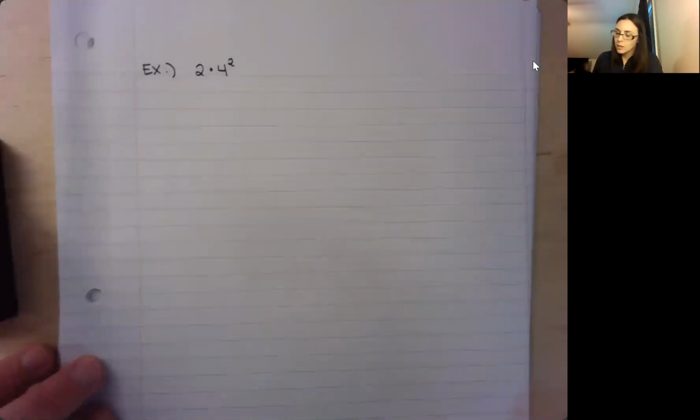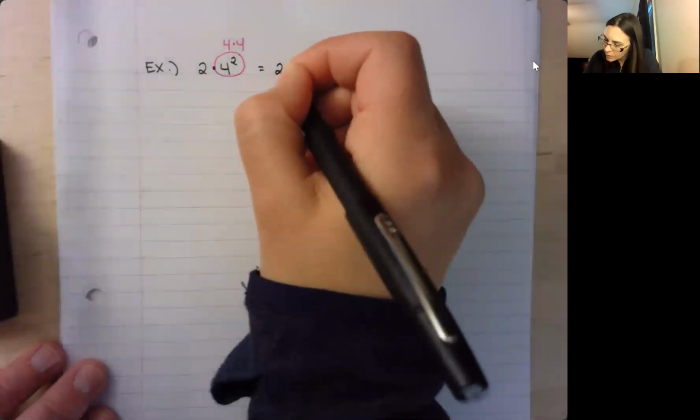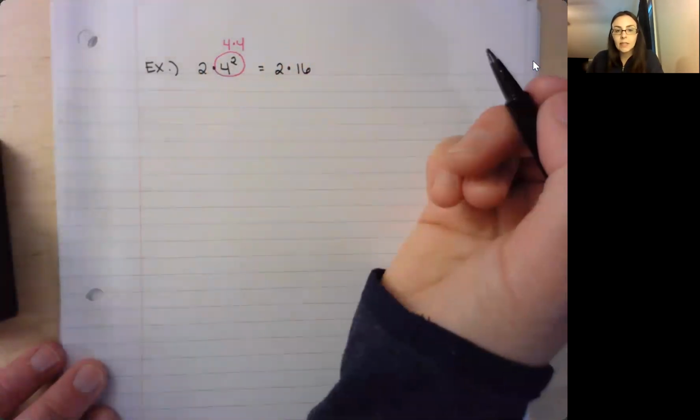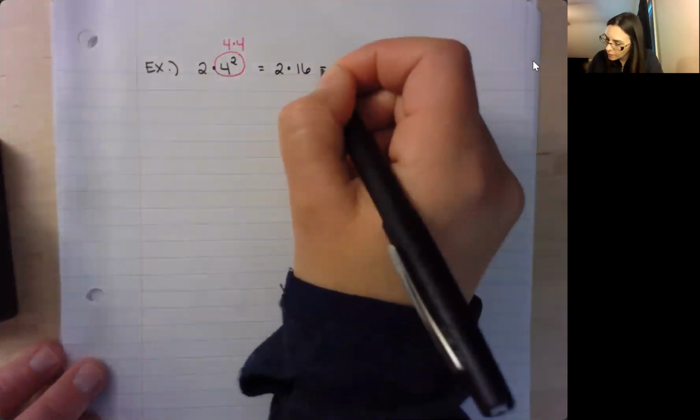So here I don't have any grouping symbols, but I do have an exponent. So I'm going to go ahead and do this exponent piece first. So that's 4 times 4, which is 16. So I end up with 2 times 16, which is just 32.